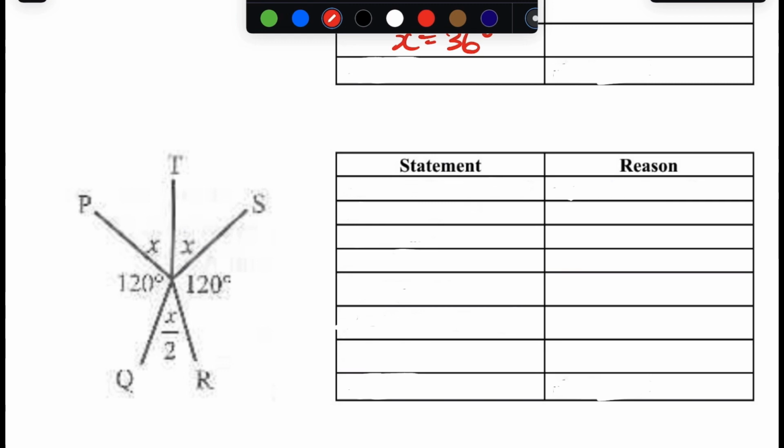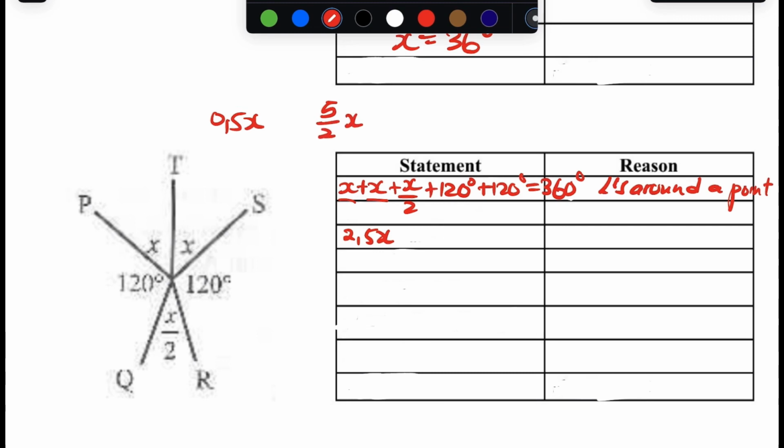So what are we going to do here? We're going to add all of them. So we're going to say x plus x over 2. X over 2, guys, is the same as 0.5x, plus 120 degrees plus 120 degrees equal to 360. And the reason for that, we use angles around a point. So this is going to be 1x plus 1x, it's 2x plus half. It's going to be 2.5x, or 5 over 2x. So plus 120 plus 120, it's 240 degrees equal to 360.